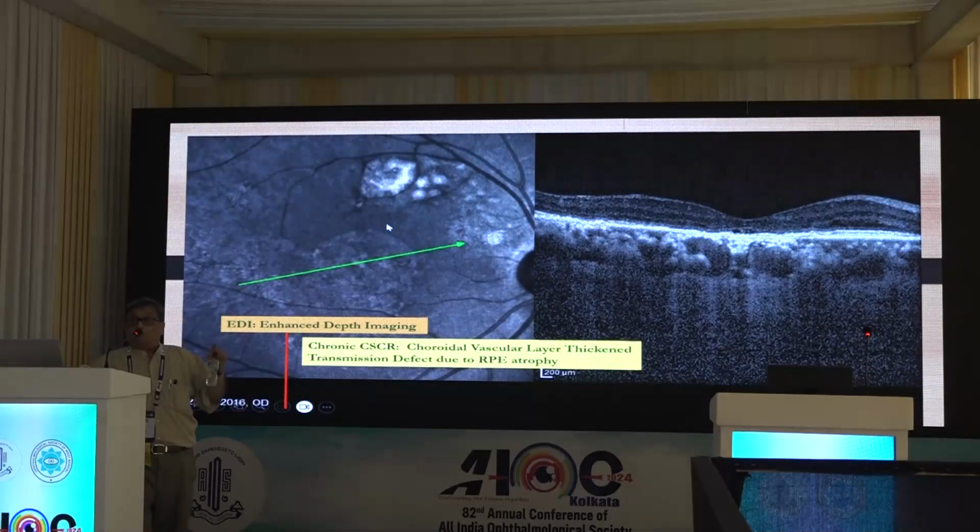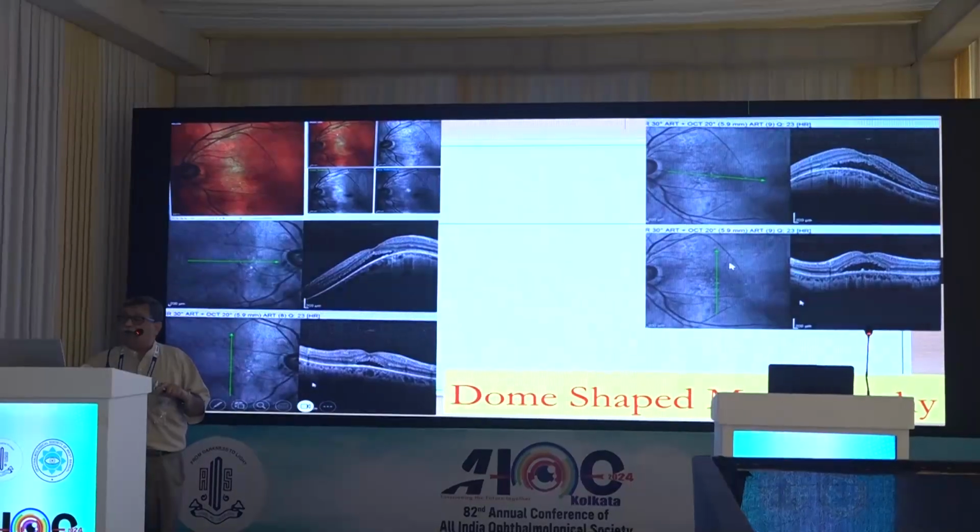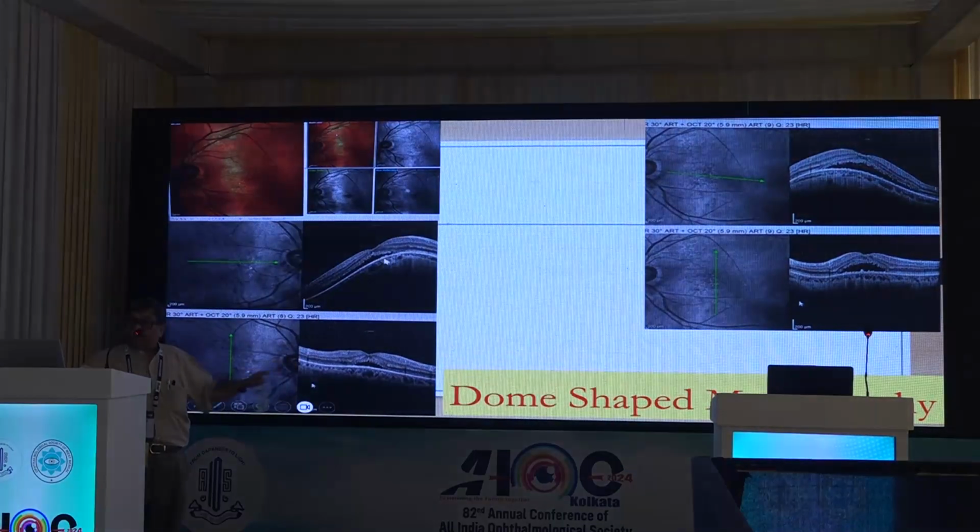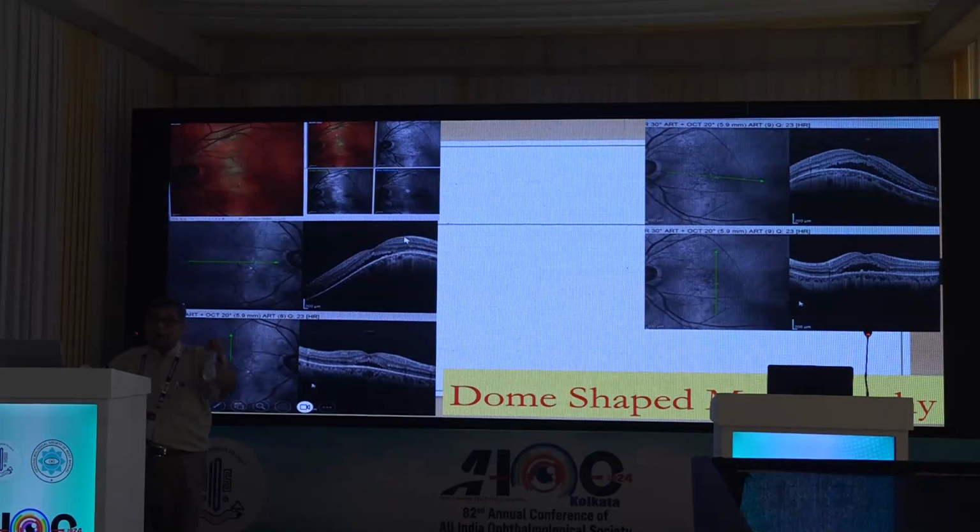Now, one way to confirm if you are dealing with CSR is to check the choroidal thickness. You can see over here, this is done by what we call enhanced depth imaging. And what do you see over here? The choroid is very thickened. This again has fluid, but again the RPE is normal.